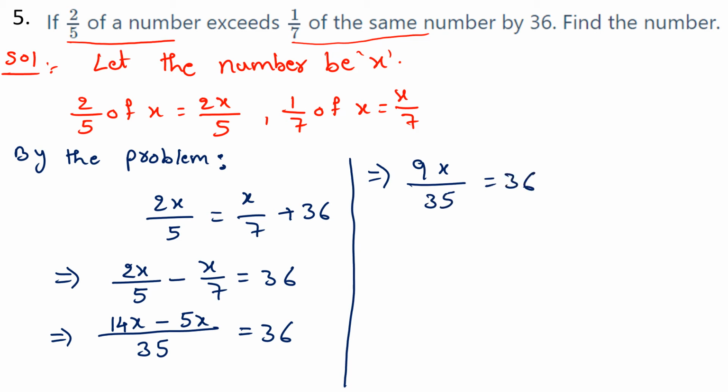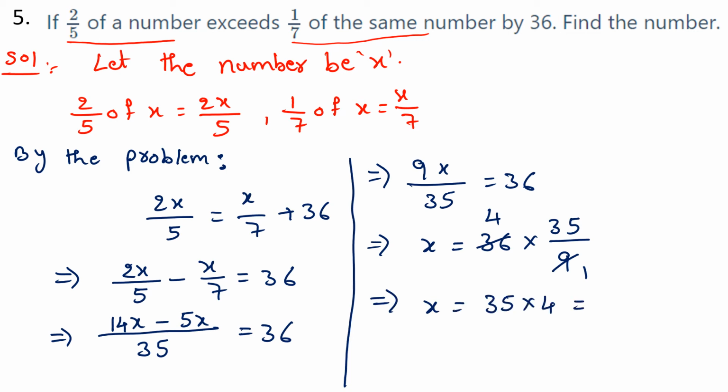This 9 by 35 we transpose from LHS to RHS, it becomes the reciprocal. So x equals 36 into 35 by 9. Look at that, we cancel: 9 ones are 9, 9 fours are 36. Which implies x equals 35 into 4, 35 fours are 140. So therefore the number is 140. Right, children? Like that we find the unknown number.